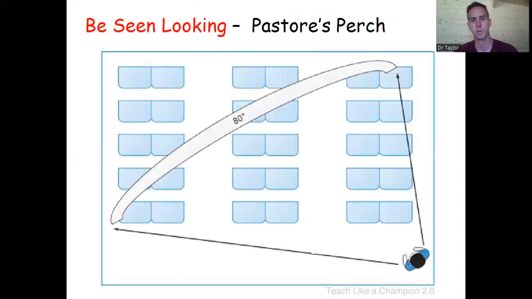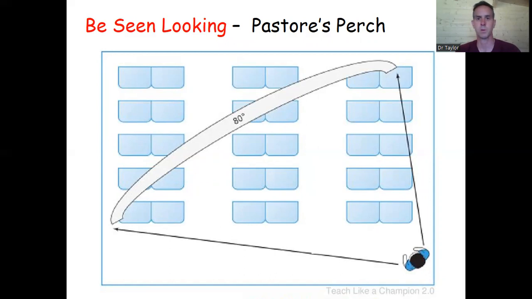One is called Pastor's Perch, where you move to a space in your classroom where you can get the greatest field of view of the entire class. You can see, without having to crane your head, pretty much 100% of the students. And all you do then is you are seen looking. So you are raising your eyebrows, looking around the classroom, making eye contact with those that are not engaging, etc. So that's called Be Seen Looking.